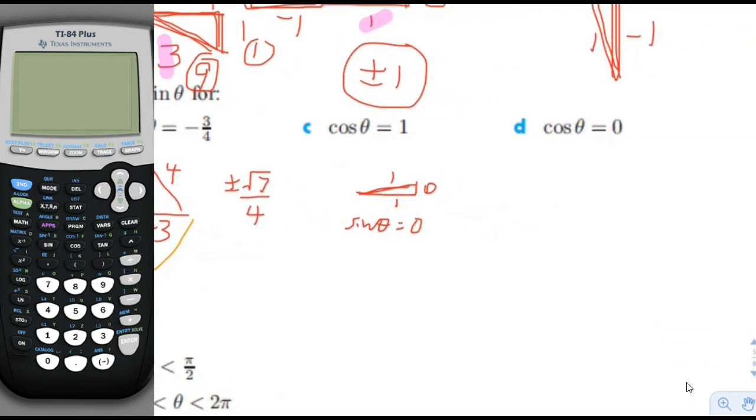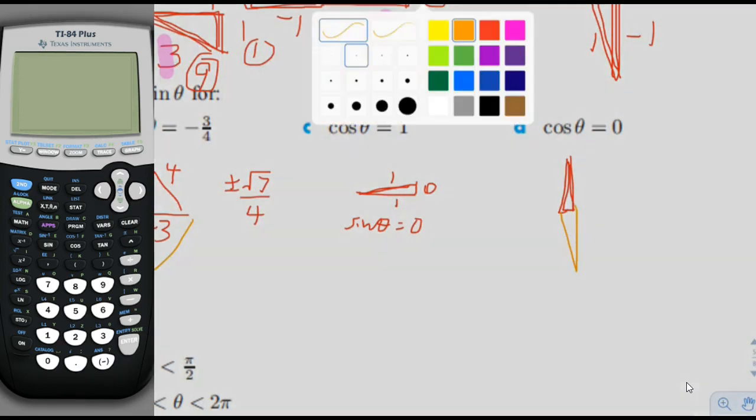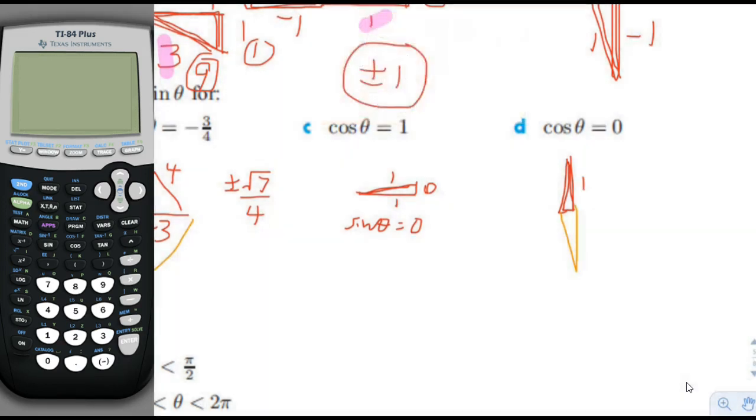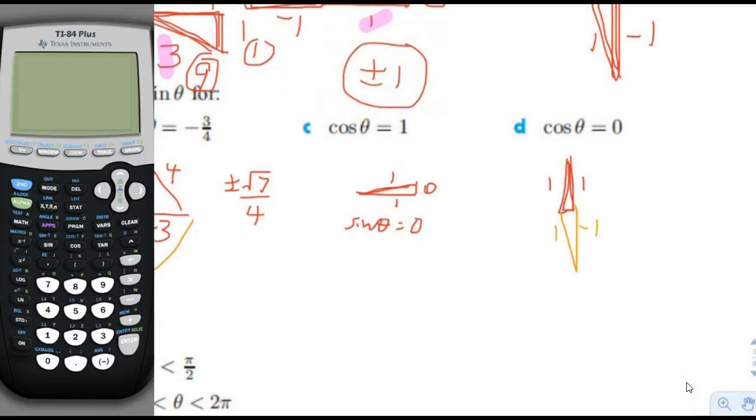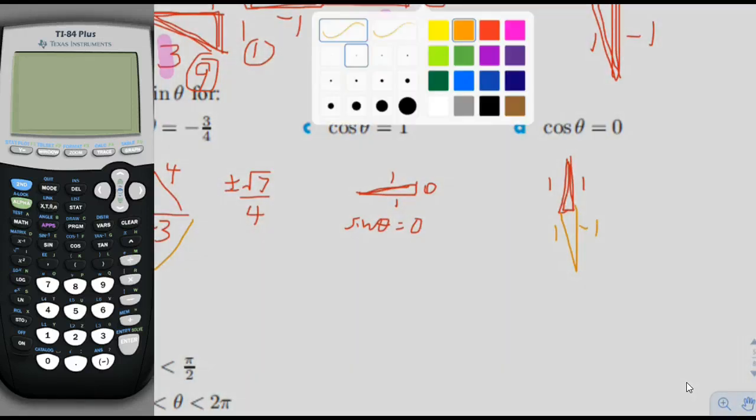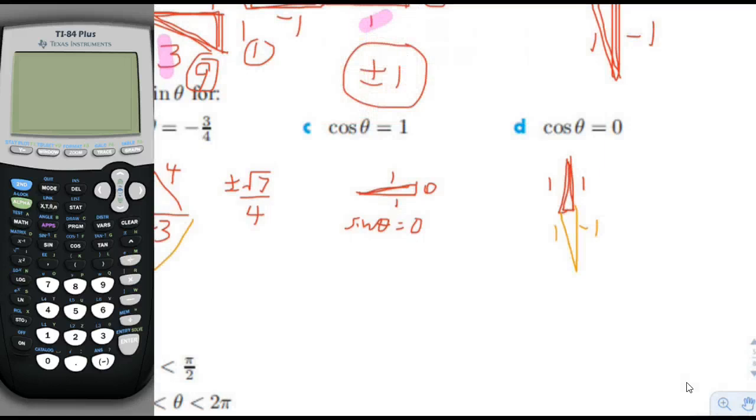What about when cosine theta equals 0? Well, that happens 2 times, right? There's like this flat triangle, and then there's the flat triangle that goes underneath. And so this would be 1 and 1, and this would be negative 1 and 1. And so the ratio, the sine ratio here would be either plus or minus 1.